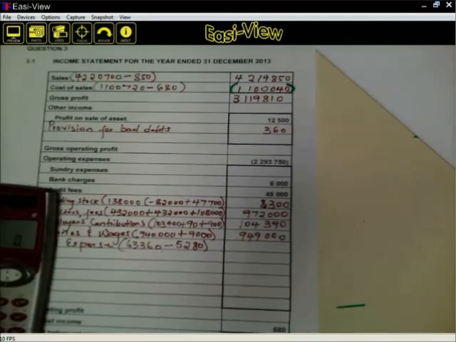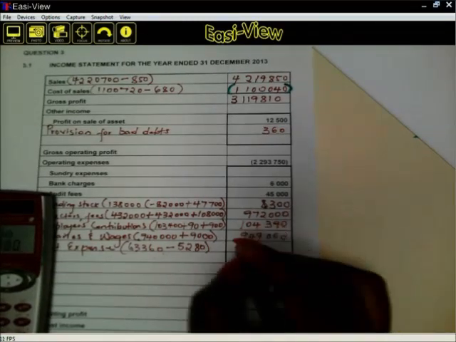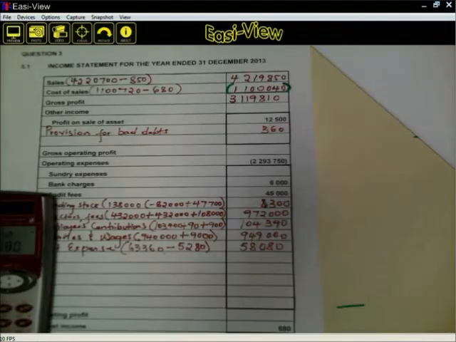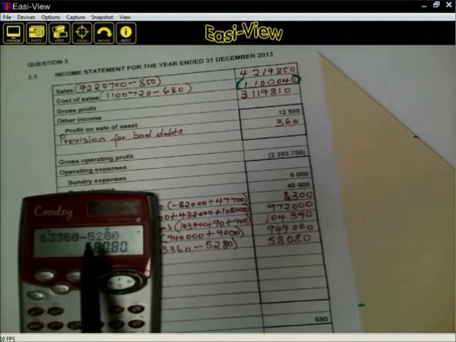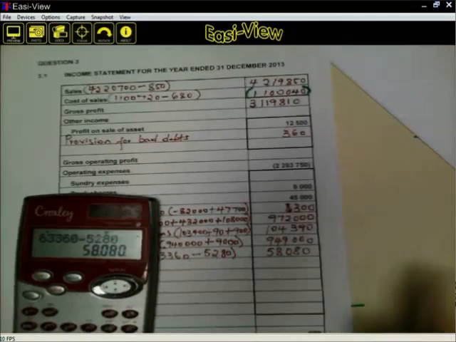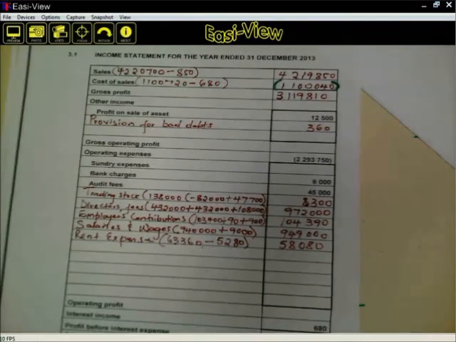How much will you be having? 63,360 minus 5,280. Then we'll be having 58,080. I hope the calculation for the rent now is very clear to everyone. I rushed over because I wanted to finish up with that one, but it seems I still have 2 minutes.